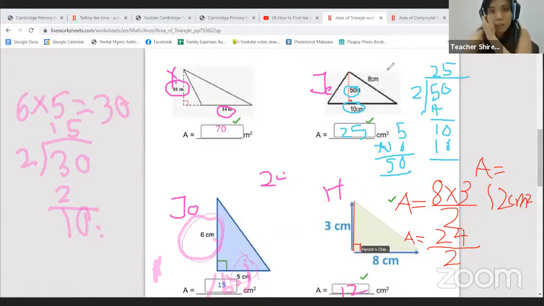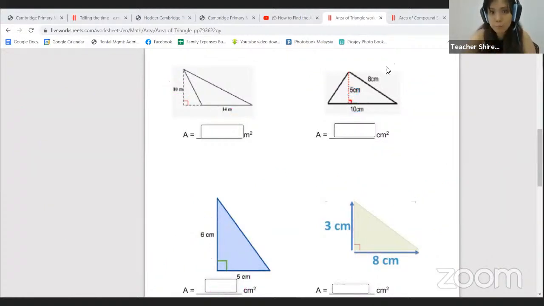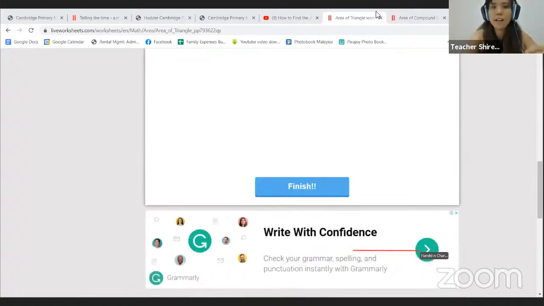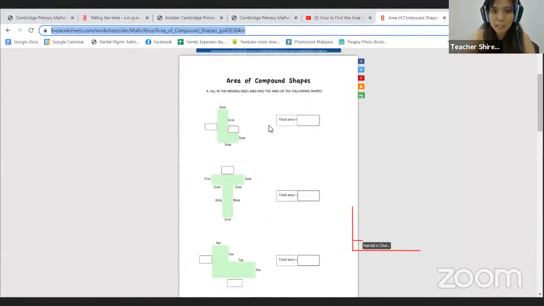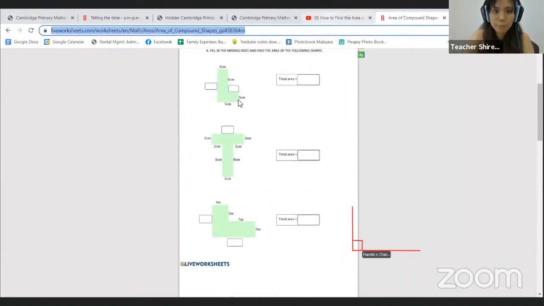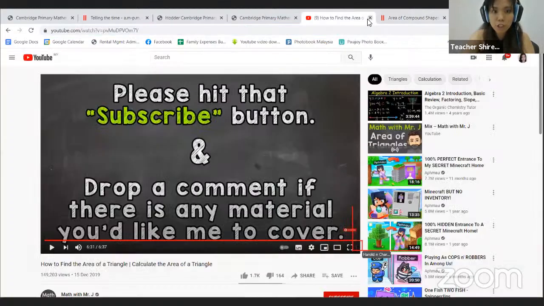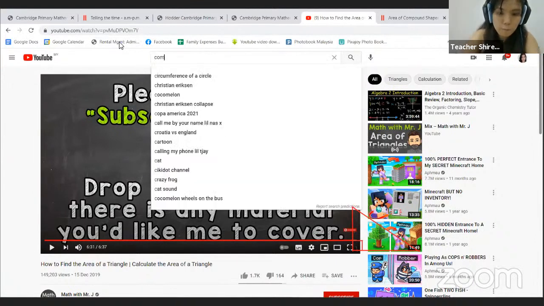Okay, so if no problem, that's pretty much it for this part, all right? Let's go to the next exercise. What I want to do is how do you combine the compound shape? All right, how do you do the compound shape? All right, let me show you another video of compound.